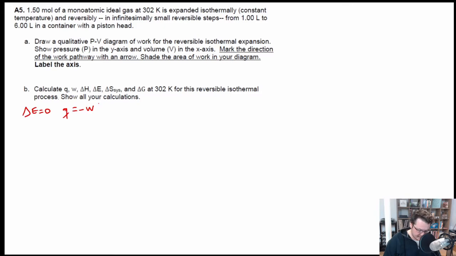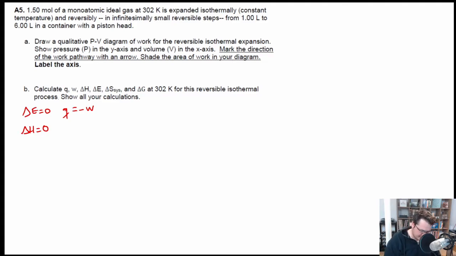The other thing we know is that because we're isothermal, we're at constant temperature. That means delta H is also equal to 0, because what we're talking about here is an isothermal expansion or compression. We're not talking about a reaction or anything like that. We're just simply talking about a gas expanding or compressing. In those cases, delta H is always going to be equal to 0. So we have that.